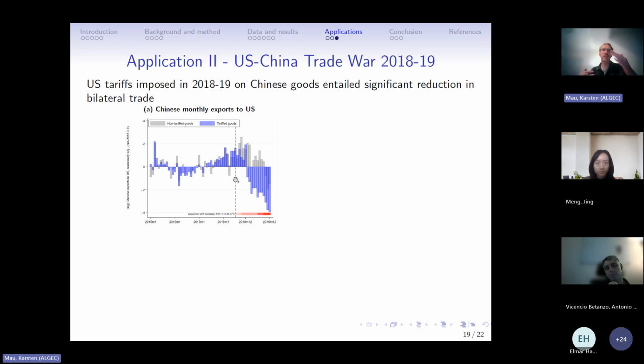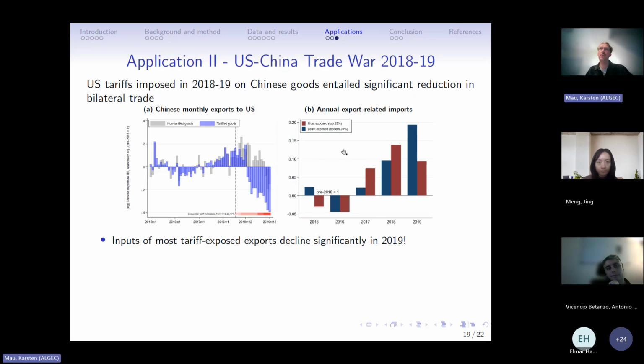So again, we can do basically this diff-in-diff analysis. Unfortunately, I don't have monthly data for China's exports at that time, because I think China Customs stopped releasing those monthly figures. We only have annual data, but we can also see here that the import of inputs related to the goods where the US increased the tariffs on Chinese products has decreased systematically more than the inputs not associated with those tariffed products. And that is basically what we see here.